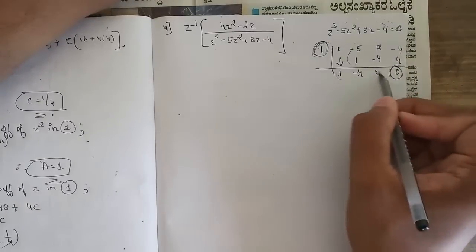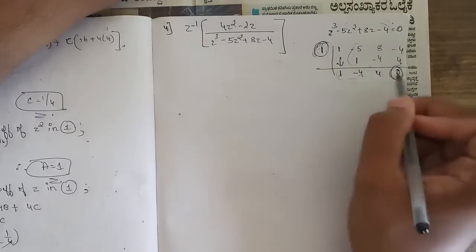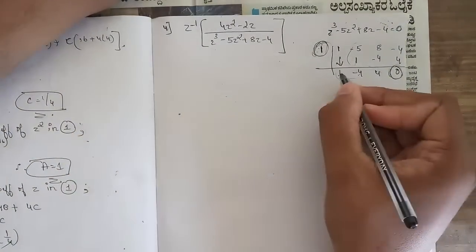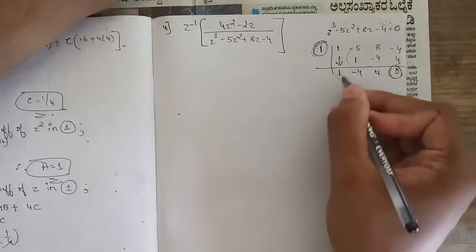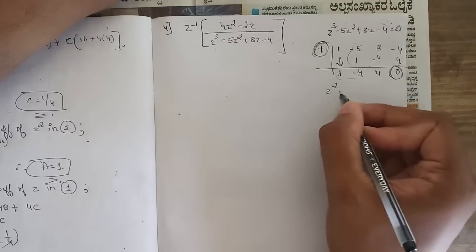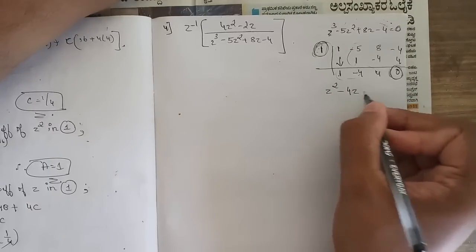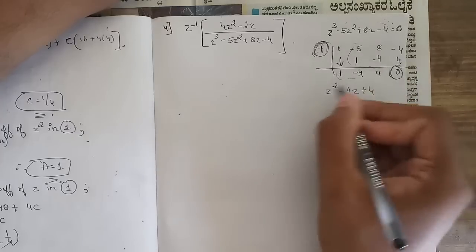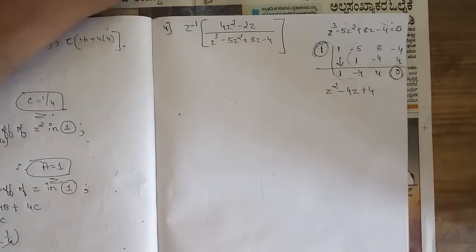So now we have the three coefficients. From these we can write one quadratic equation. Starting from 1, it becomes z square minus 4z plus 4. Okay, these are the coefficients, and I have written it in the quadratic form.